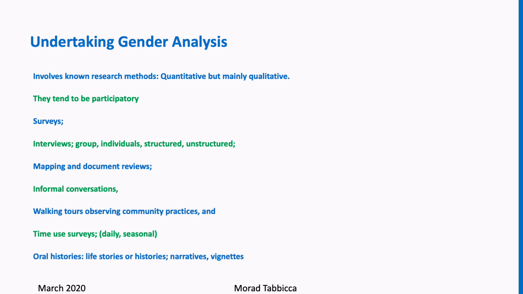So you can use surveys, questionnaires, interviews. You can use mapping and document reviews, informal conversation, working tours, living in the community, time use surveys, oral histories, and all that to do a gender analysis of a given society or policy or plan or something like that.